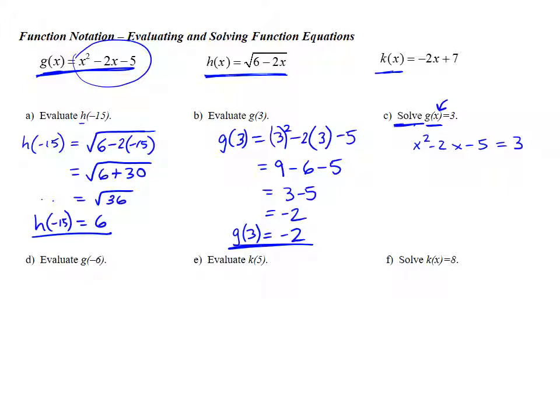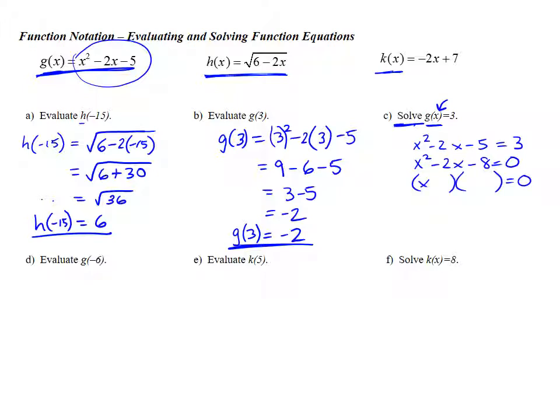x squared minus 2x minus 5 equals 3. This is a quadratic equation because of the x squared, so let's get 0 on one side. Let's move that 3 over. Negative 5 minus 3 is negative 8. Then factor the other side.